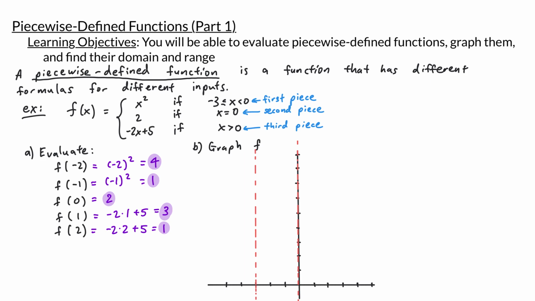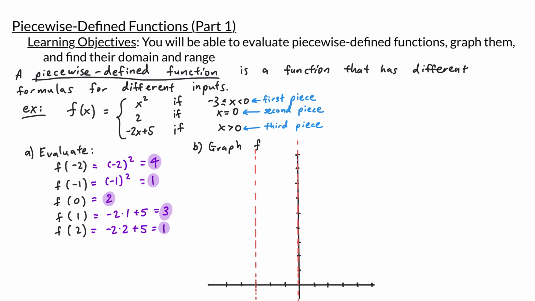Our second piece is x equals 0, which we already have a dotted line for, so we don't need to draw anything else. And our third piece is x greater than 0. Again, we already have a dotted line at x equals 0, indicating where our third piece begins. And since our third piece doesn't have an ending x value, it just goes on forever to the right.